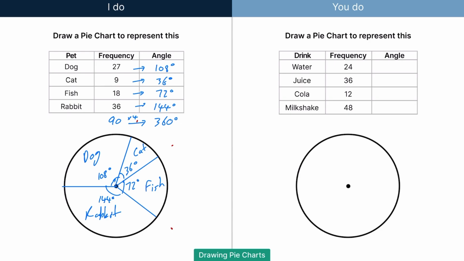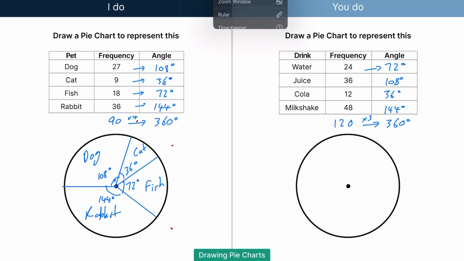So hopefully the first thing you did is understand that angles in a pie chart or a circle add up to 360. And then you add the frequency up and you realize, well, actually this adds up to 120. No degrees, just 120. So to go from 120 to 360, we are going to times by 3, which means we're going to multiply each of the frequencies by 3. So if I multiply this by 3, I get 72, 108, 36, and 144.